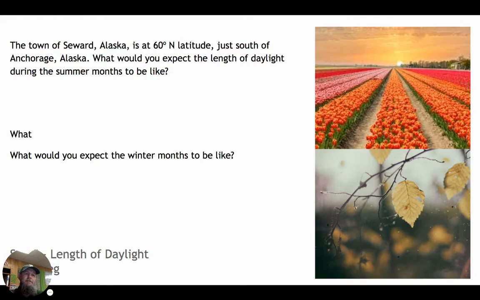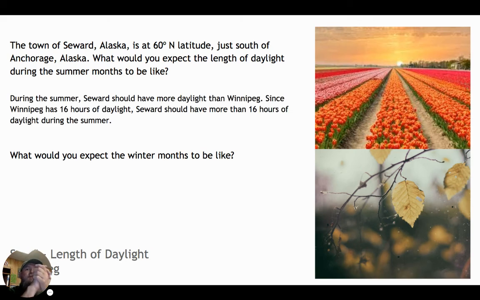So let's talk about something real quick. The town of Seward, Alaska is at 60 degrees north latitude. That's just south of Anchorage. Now, what do you expect the length of daylight during the summer months to be like there? And what would you expect the winter months to be like? So let's look at it.